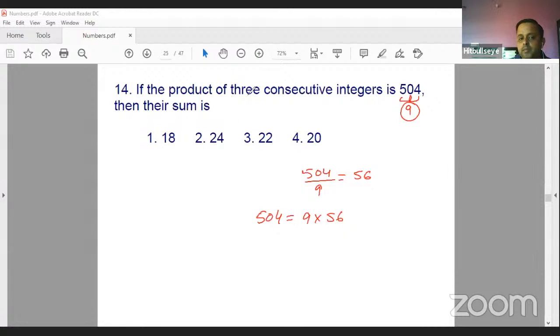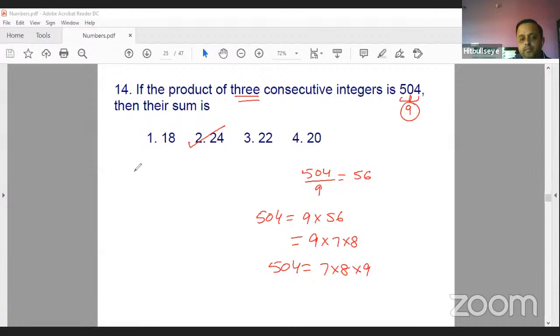Now the question says this is the product of three consecutive numbers. Around 9, I need to take two other numbers whose product is 56. So obviously those numbers would be 7 and 8. That means 504 is the product of three consecutive numbers, and those numbers are 7, 8, and 9. The question is asking for their sum, so the sum has to be 24. 7 plus 8 plus 9 becomes 24. This is one way to solve this question.